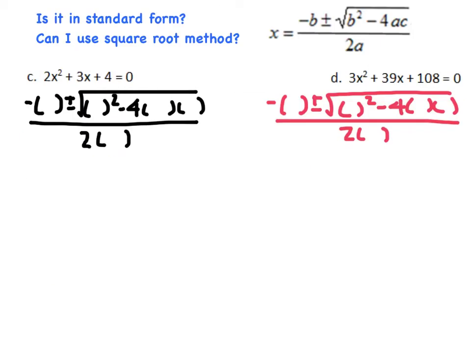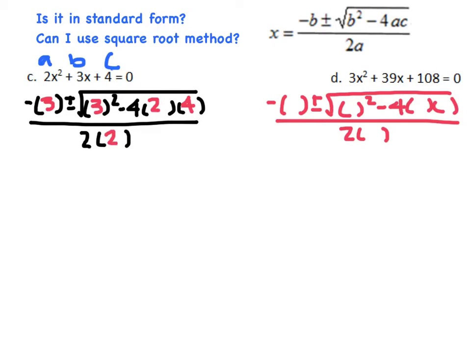Same thing. First problem here, C. Question: is it in standard form? Yes, it is. There's my A, there's my B, there is my C. Can I use the square root method? No, you can't. Why? Because you have a bx. So let's plug in what we should know. B goes in the first two parentheses, A goes in the third, C goes in the fourth, and then finally at the bottom is A again.